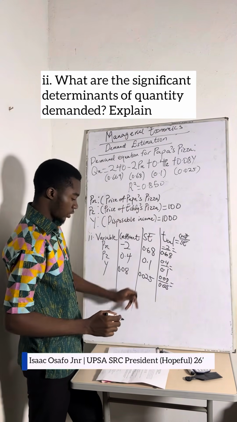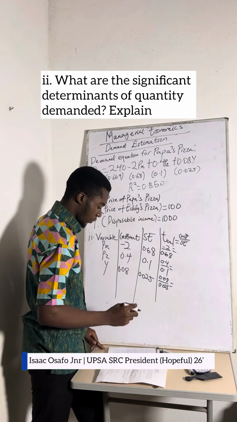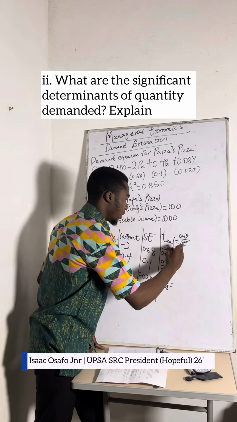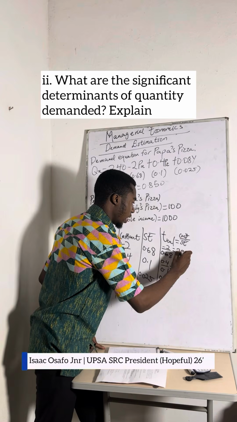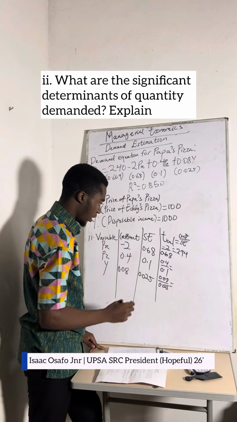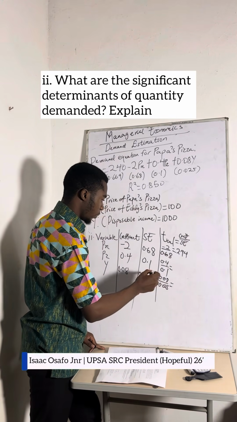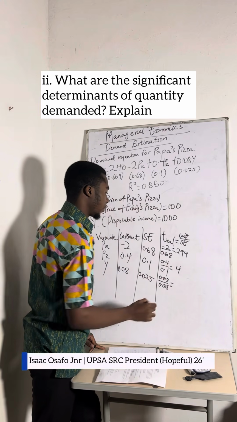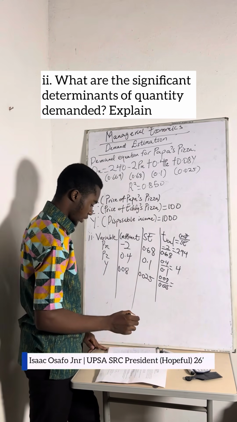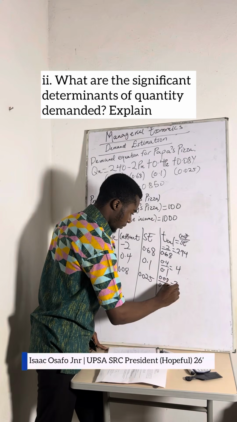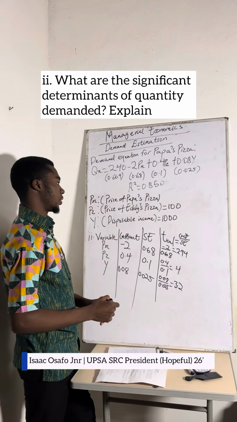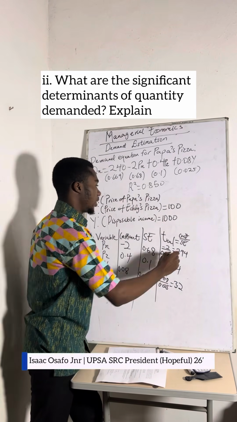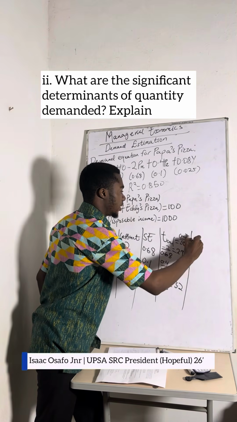So -2 over 0.68 should give you -2.94, but we'll only take the positive. So you take the absolute value of it, which is 2.94. Then 0.4 over 0.1 should give you +4. Then 0.08 over 0.025 should give us 3.2. You get it? So now that you've found your values, you now make a decision.